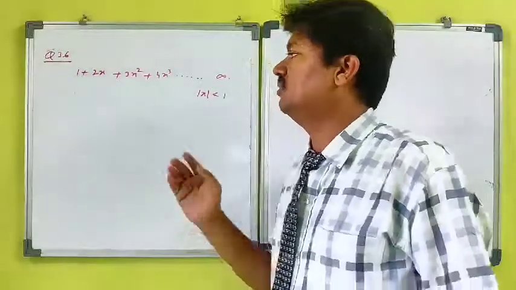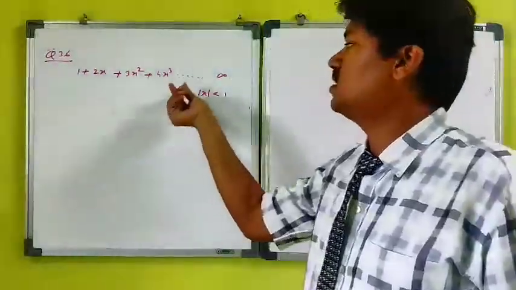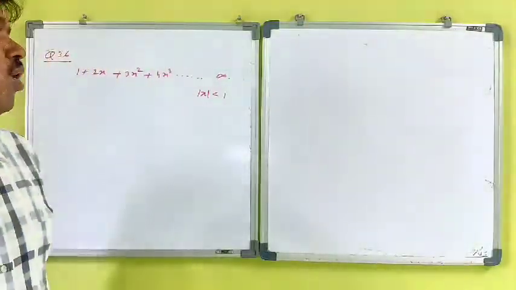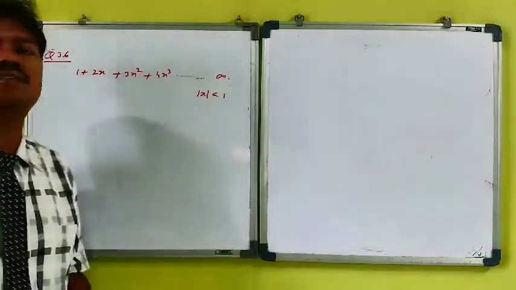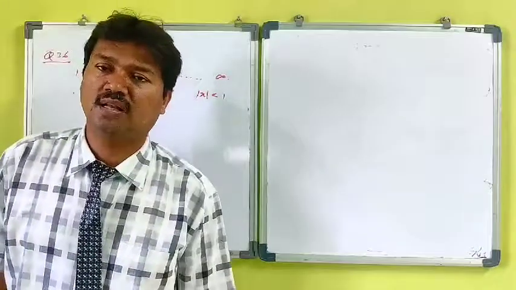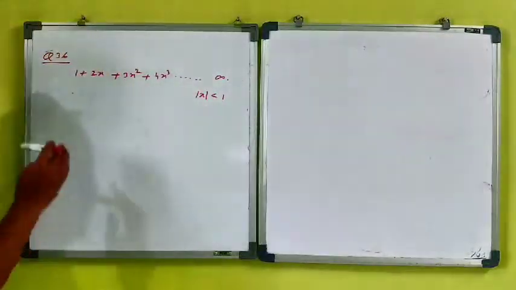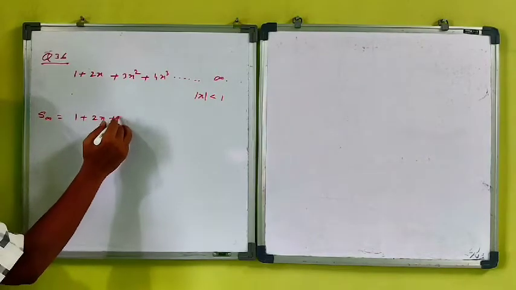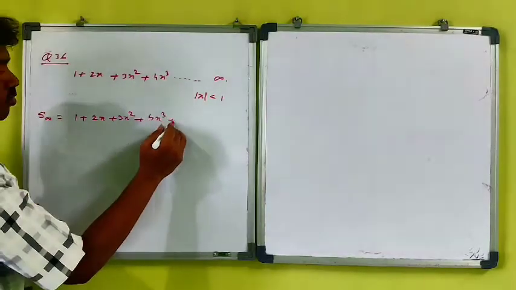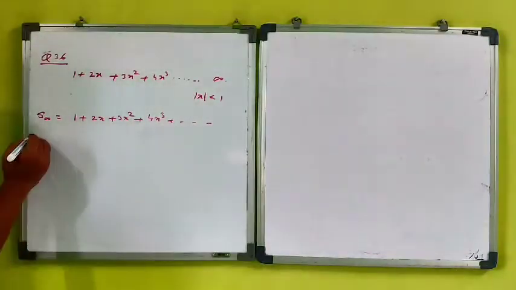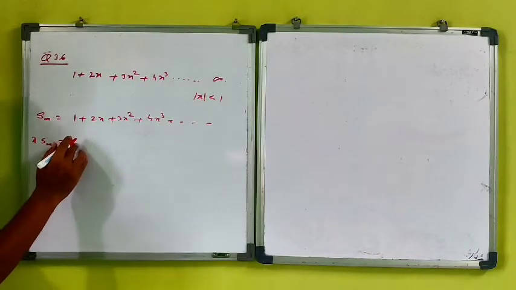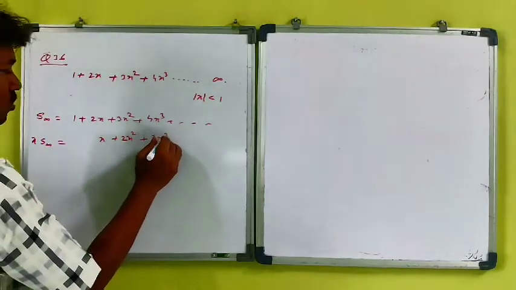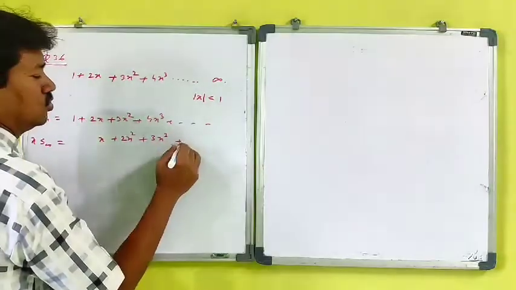Yes. So next question, question number 36: 1 plus 2x plus 3x squared plus 4x cubed up to infinity, given that mod of x is less than 1. So the infinite series exists because the common ratio is less than 1. Now S infinity is 1 plus 2x plus 3x squared plus 4x cubed and so on. x is the common ratio, so multiply with x. So x into S infinity: here is x, next 2x square, the next is 3x cube, and so on.